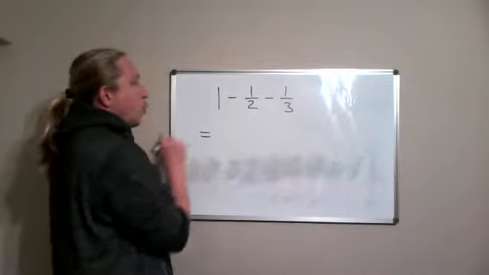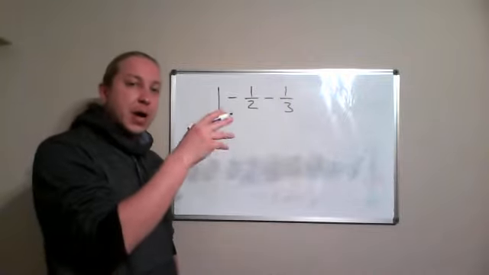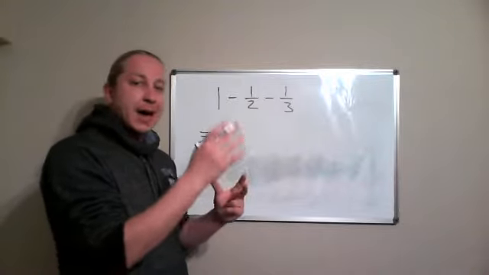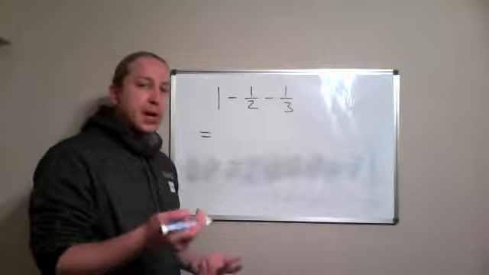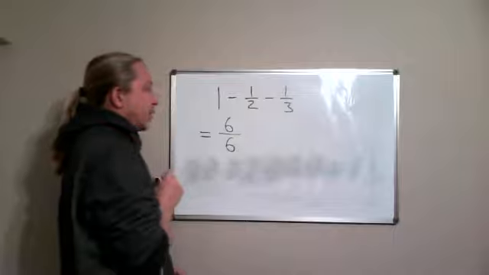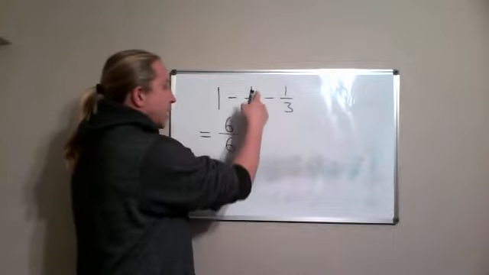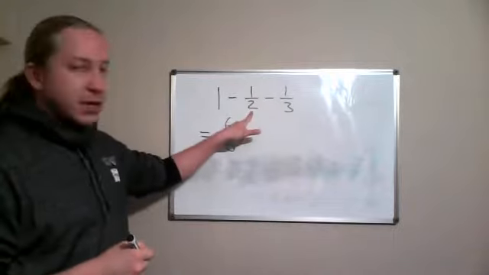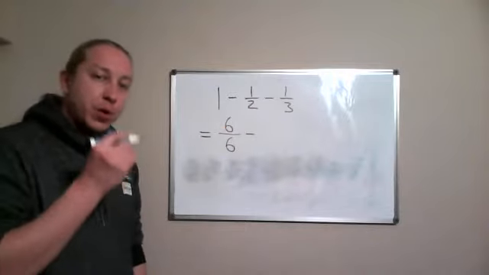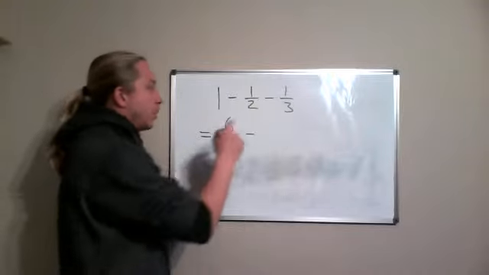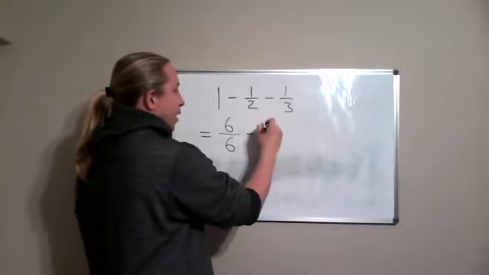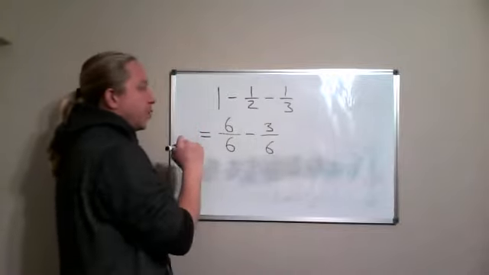So remember, 1 can become anything in terms of a fraction, because we can take that whole pie and cut it into as many pieces as we want. So now we're cutting it into 6 pieces. So we have 6 out of the 6 pieces that we cut our pie into, minus 1 over 2. How do we turn that denominator of 2 into a 6? Well, we have to multiply by 3. Whatever we do at the bottom, we do at the top. So multiply by 3, we get a 6. Multiply 1 by 3, we get 3.